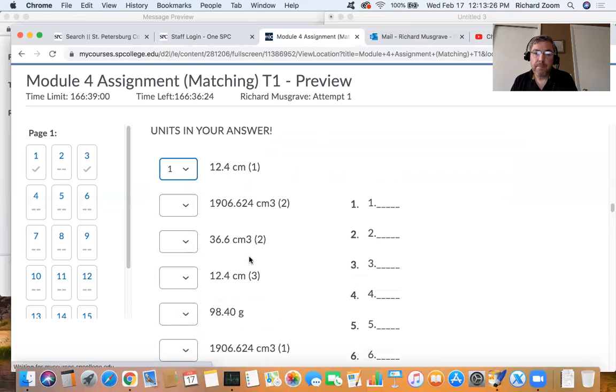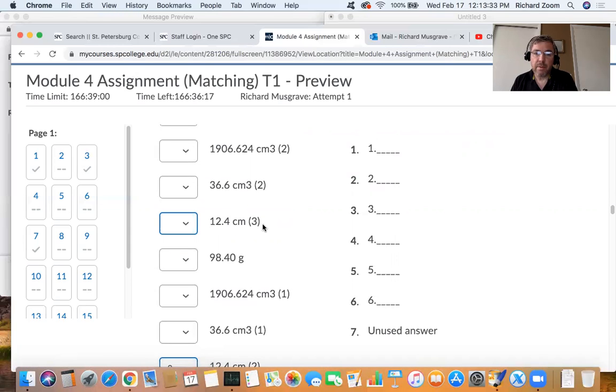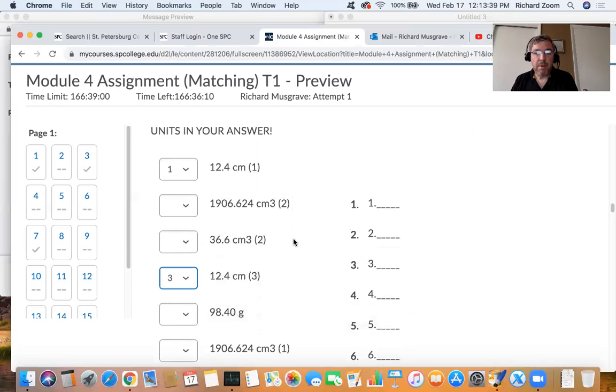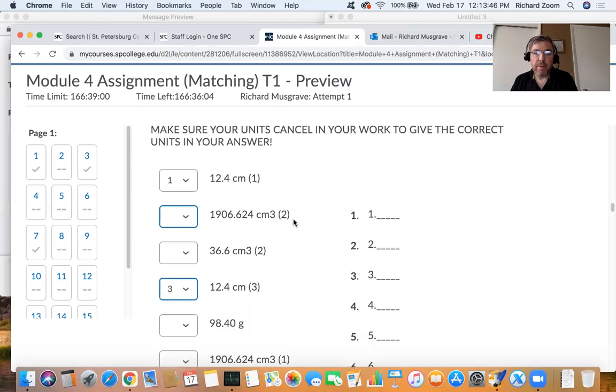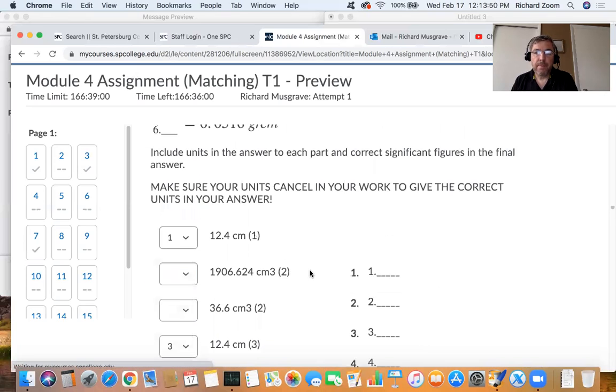1, 2 for 12.4 centimeters, times that's 2, 12.4 centimeters, 3. That's number 3. You multiply all those together, it comes out to be 1906.624 cubic centimeters, but that'll be the first instance of it, so that'll be number 4.